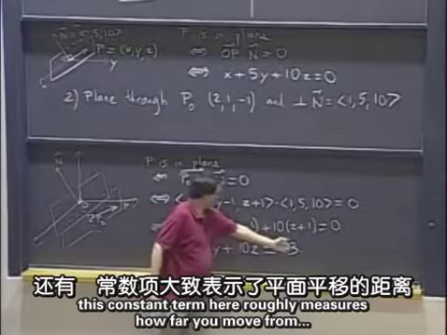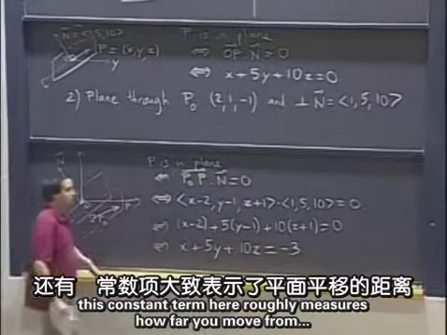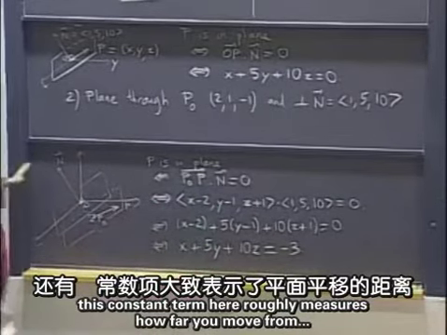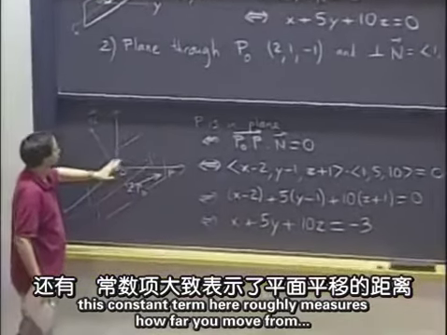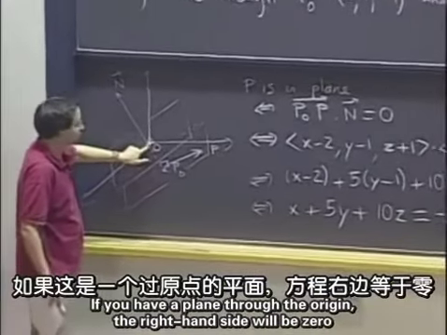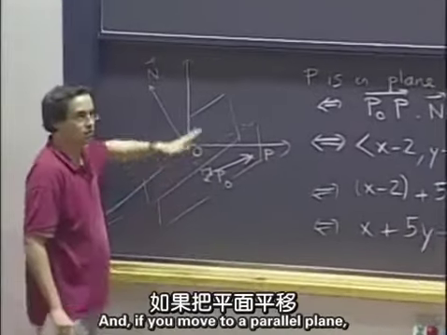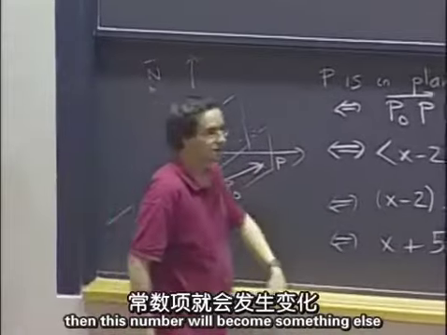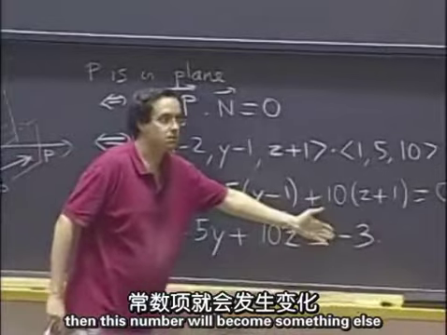And, well, this constant term here roughly measures how far you move. If you have a plane through the origin, the right-hand side will be 0. And if you move to a parallel plane, then this number will become something else.